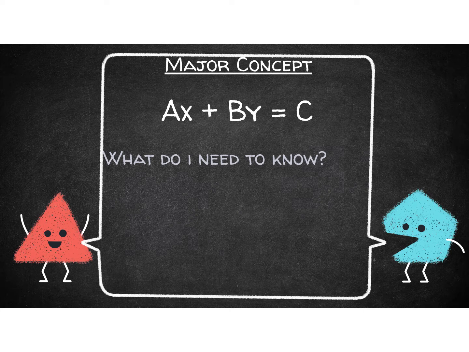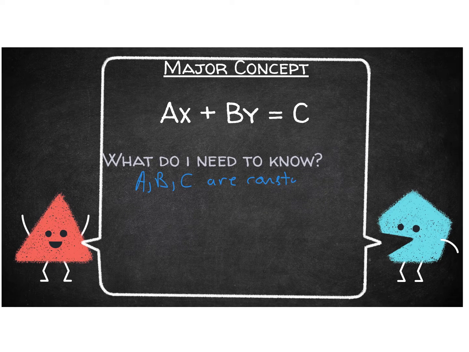Standard form is written as ax plus by equals c, where a, b, and c are constants. And the x and y are your variables that you will always have in your equation. Now, we can do lots of things with this standard form. One of the quickest things we can do is find our x and y intercepts.